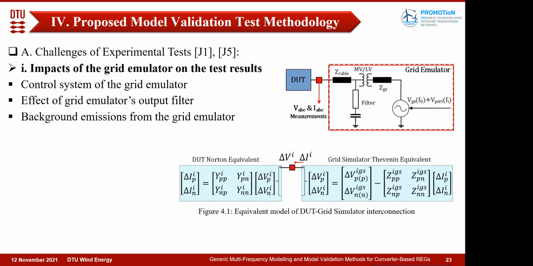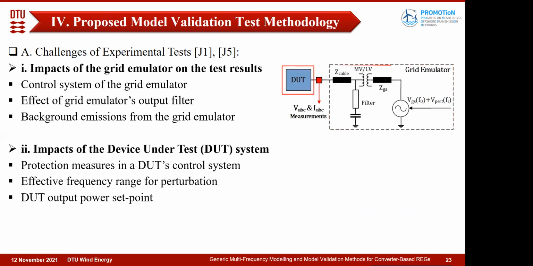The second part is the output filter of the converter with the grid emulator itself. Here we can see that the output filter is there. So if we try to apply these perturbations, it will already interact with this transformer and also with this filter. In this figure, the transformer is part of the filter. And the last part would be the background emissions that can be generated from the grid emulator converters, which should be considered. And then the second part is the impacts of the device under test, or DUT.